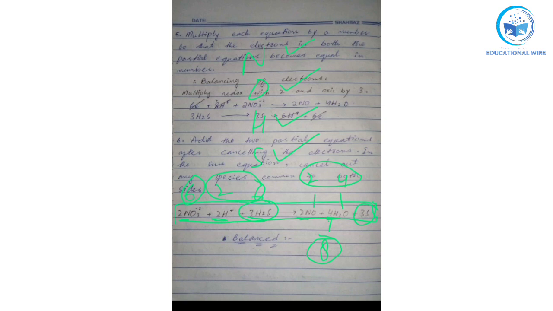These are the main 7 steps to balancing the oxidation number by using the ion-electron method. Hope you understand these 7 points. You just have to remember these 7 points to balance the oxidation number by the ion-electron method.